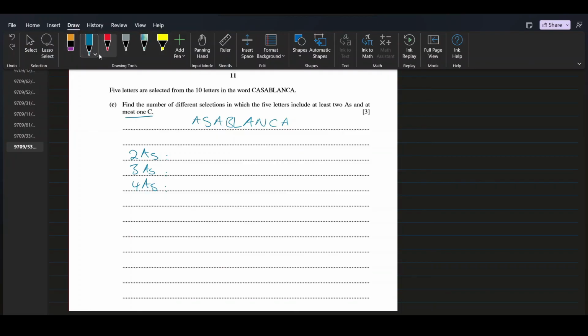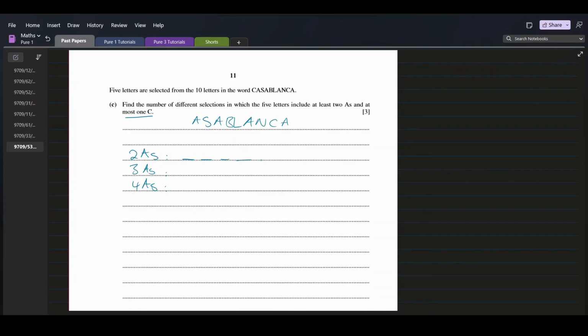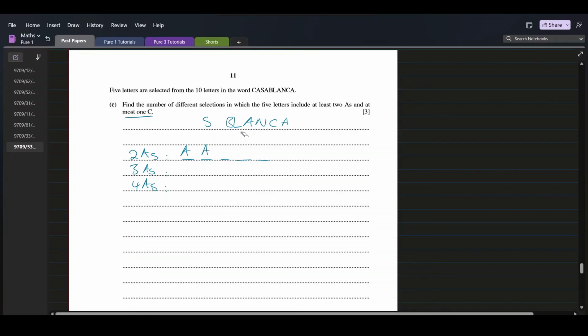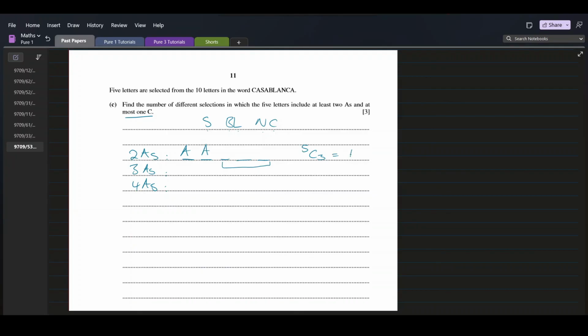Okay, so now we're picking 5 letters, 1, 2, 3, 4, 5. So we've already picked 2 A's. So that means we have 3 remaining slots for how many letters? Let's remove all the A's from the selection pool, since we've already selected the number of A's that we want. So that means we have 1, 2, 3, 4, 5 letters remaining for 3 slots over there. So that will be 5 choose 3, which is 10.